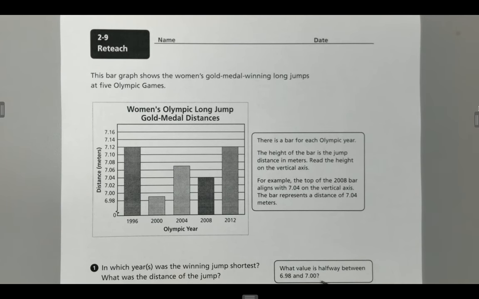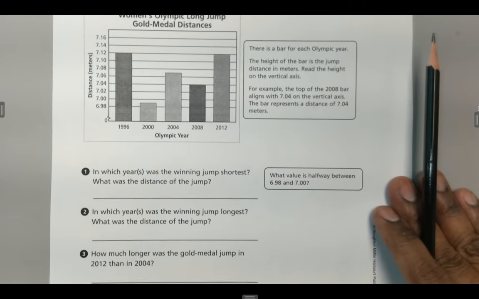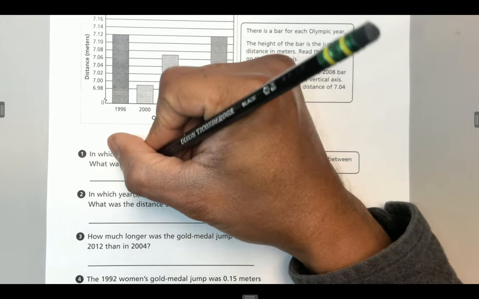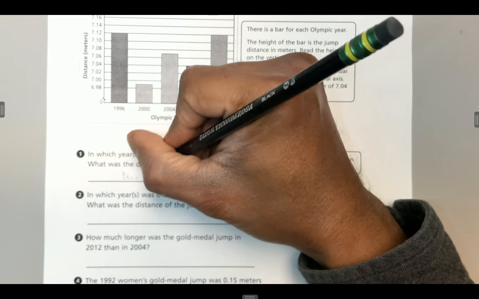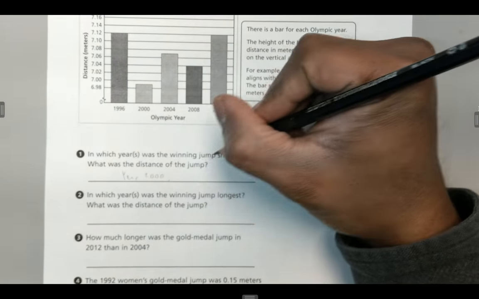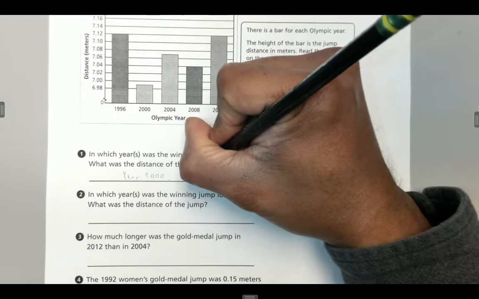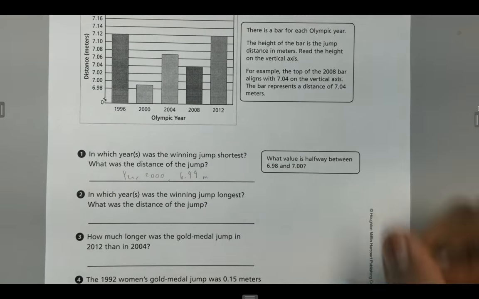So what is the value halfway between 6.98 and 7? Well, think about it. If this was a money example, $6.98 versus $7, smack in the middle would be 6.99. So I'm going to say the year 2000 and 6.99 meters.